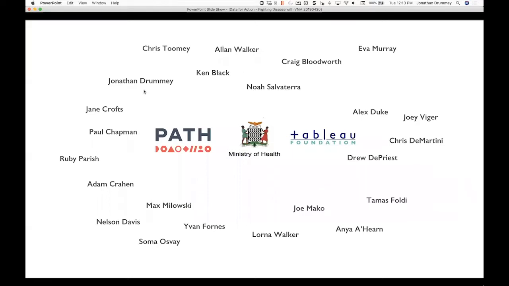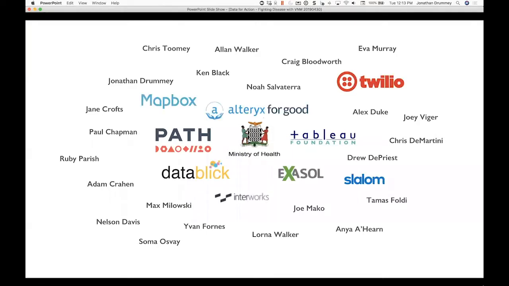And then the data visualization component wasn't the only component, we needed to bring in other components as well, and that brought in a variety of other partners. So Datablick and Slalom were both consulting partners, and then various technology companies were also involved.